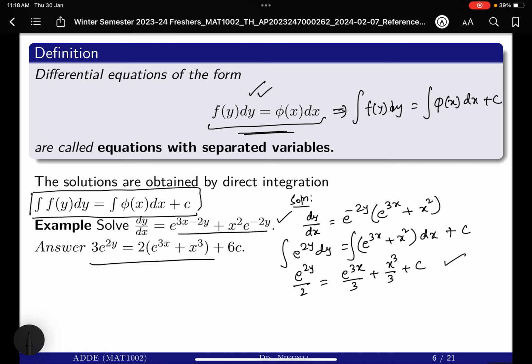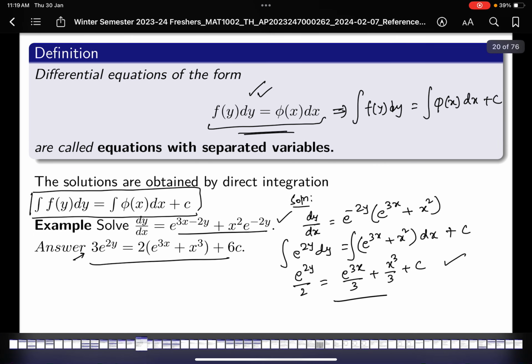You can further simplify and you will get this expression. It is not mandatory that you need to get this last expression; you can keep up to this, no problem. So this is one simple example of the separable variable technique.